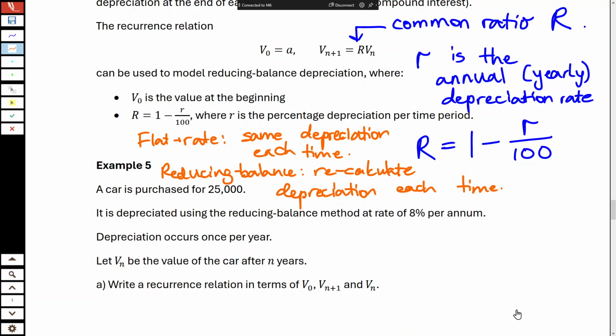In yesterday's class, we divided R by P. There is no P value this time. We're just going to depreciate once per year, so that's going to make this a lot simpler.